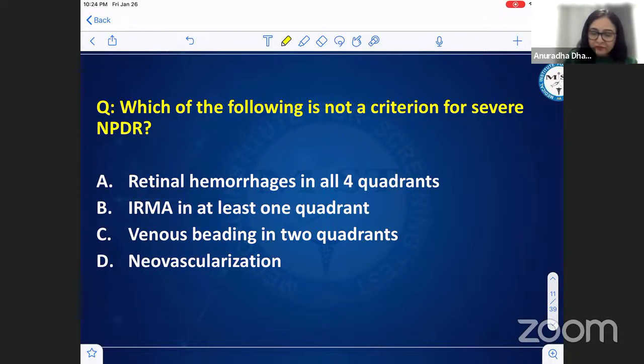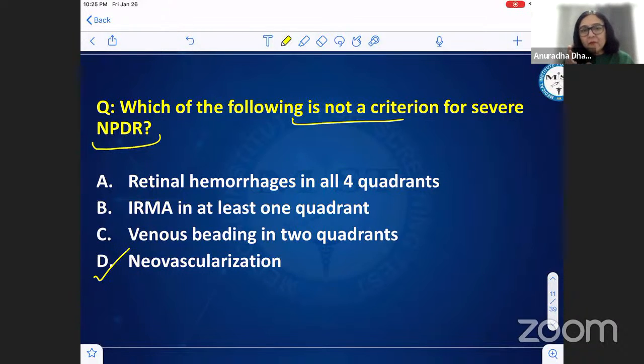The question was, which of the following is not a criterion for severe NPDR? Now, NPDR means non-proliferative diabetic retinopathy, which means there should be no neovascularization. So if there was a choice of neovascularization, that becomes the answer to that question, because neovascularization means the stage of proliferative diabetic retinopathy. So if that was the choice, then even if you do not know the rest of the criteria of severe NPDR, you could have gotten the question correct if neovascularization was the choice.